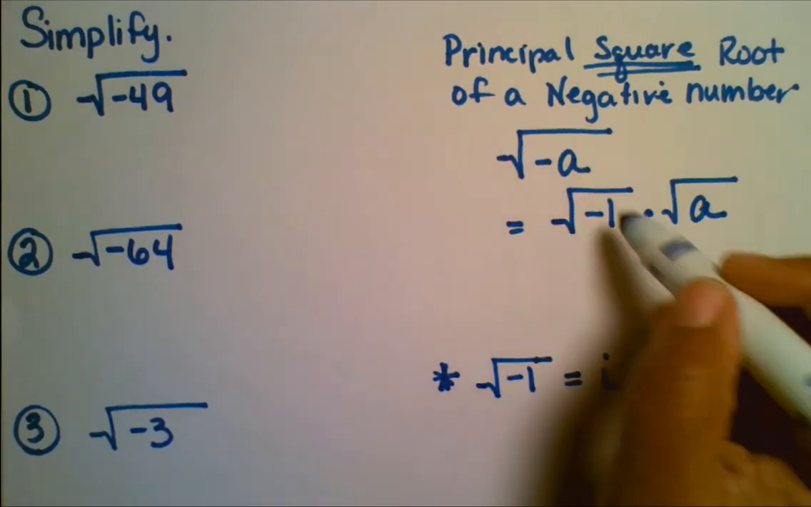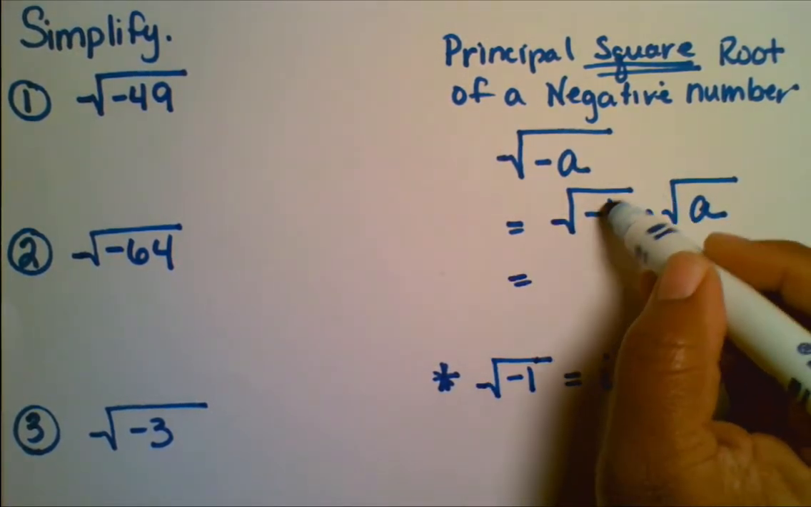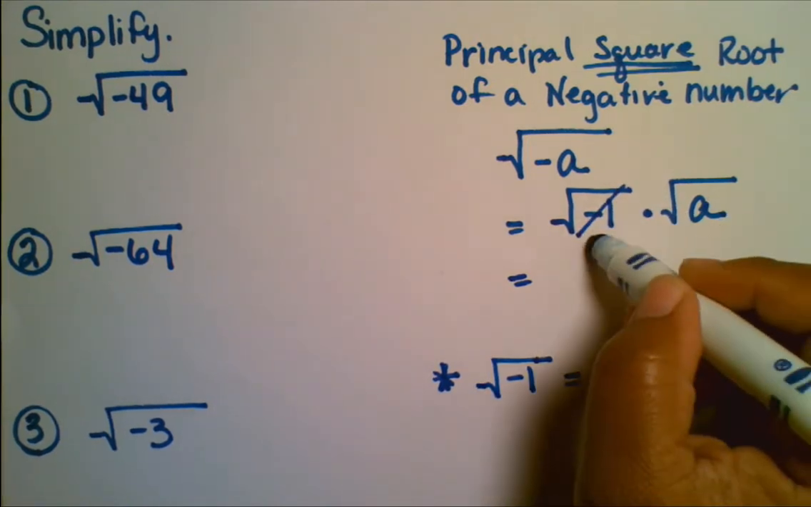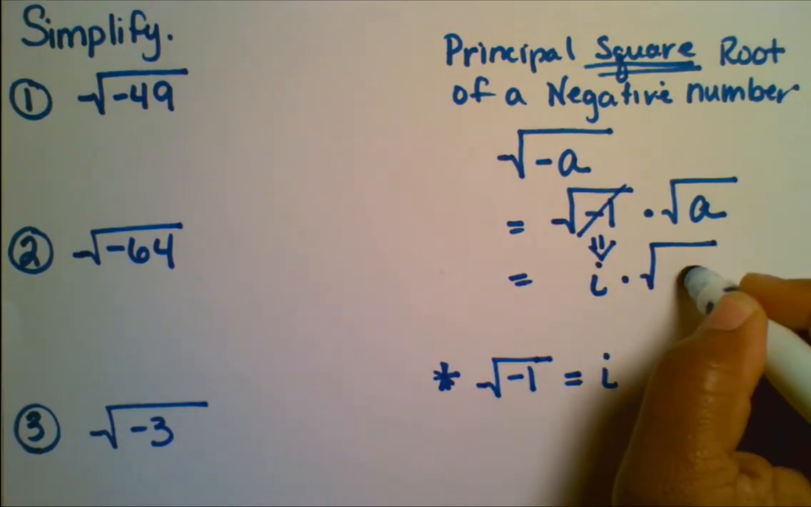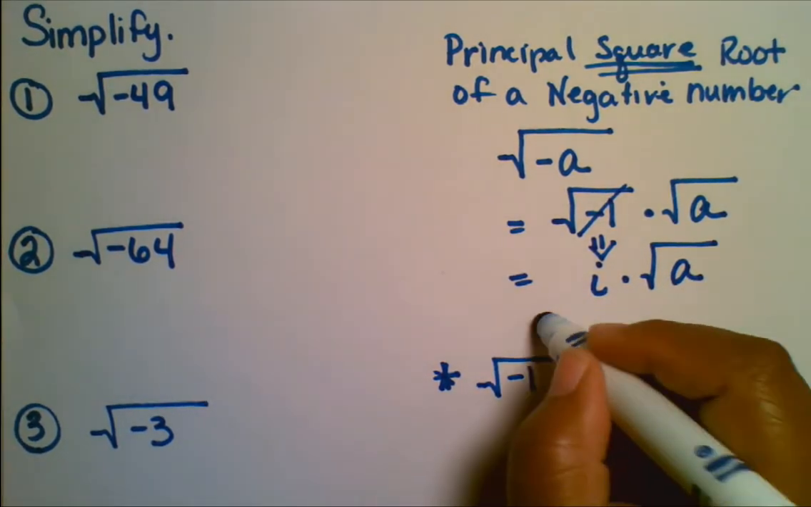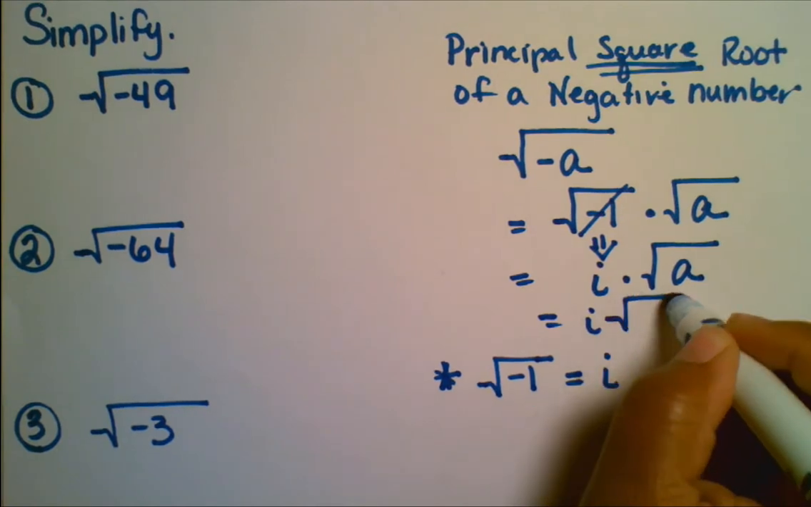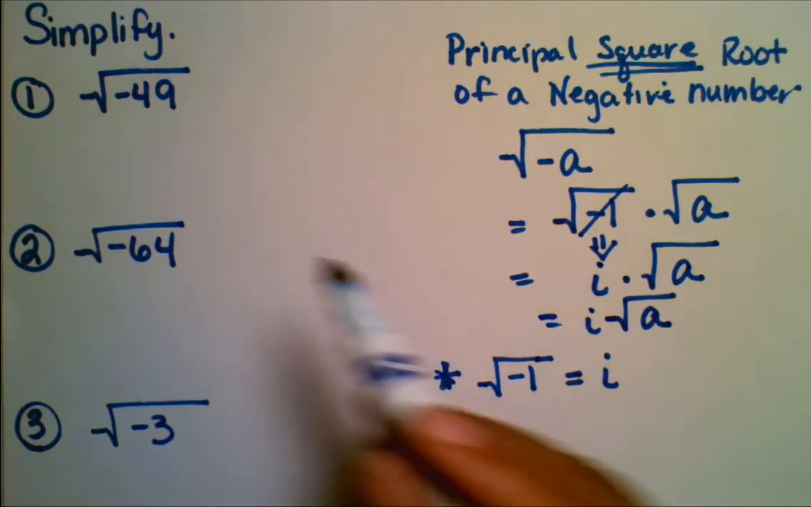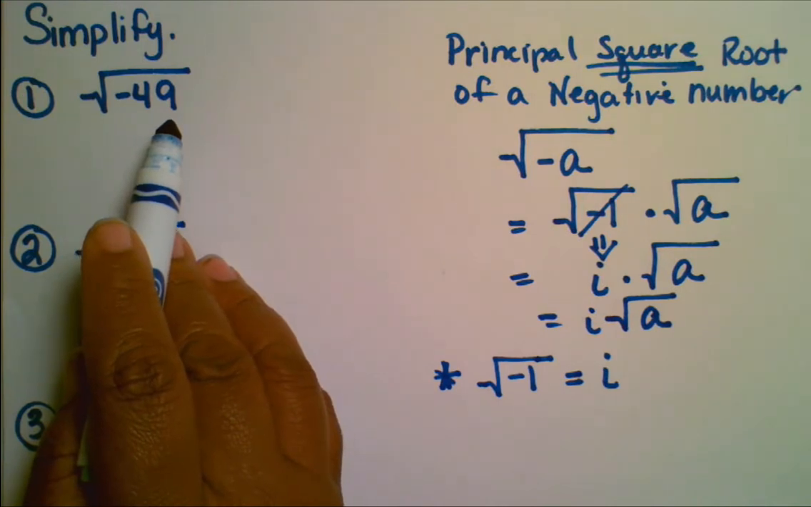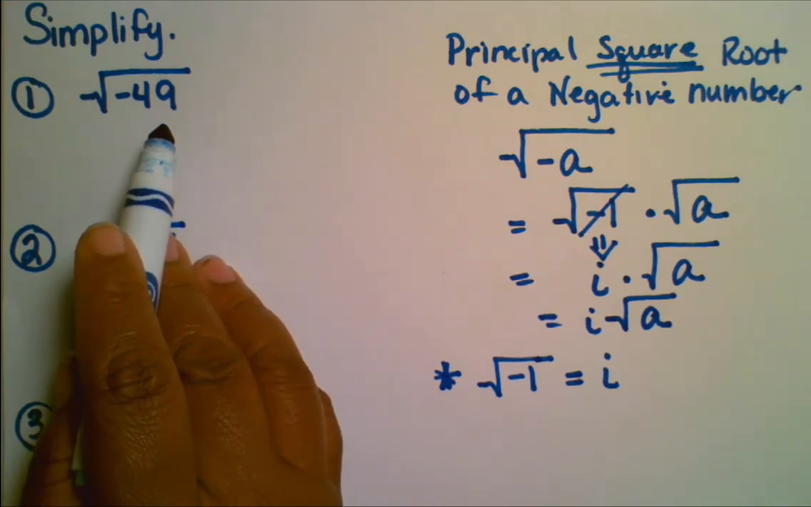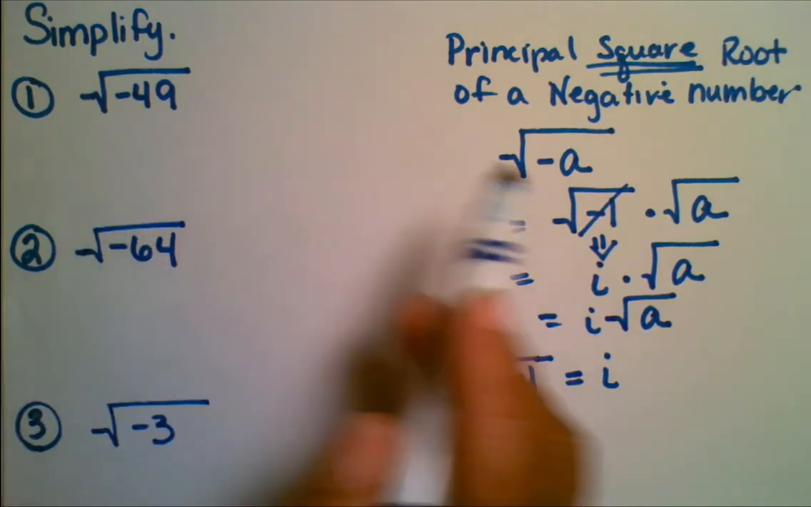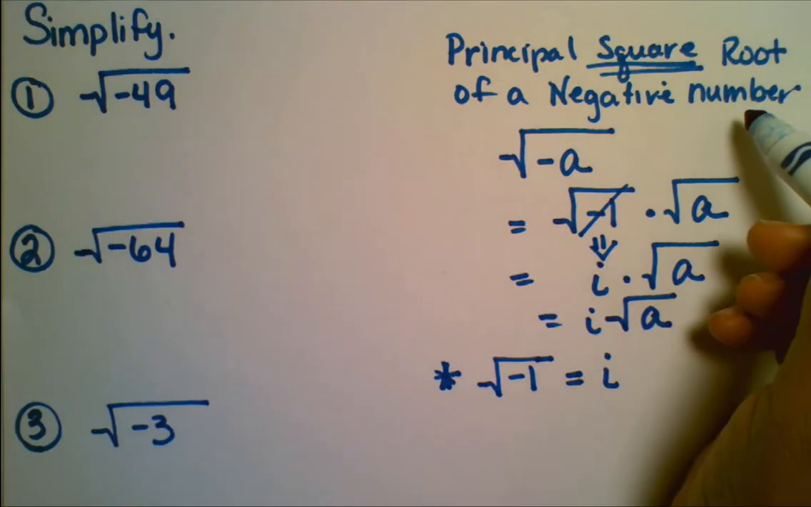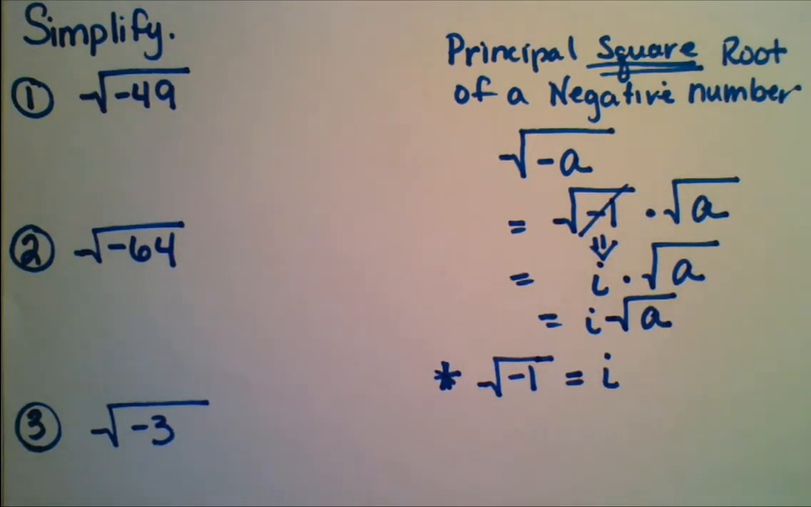So the principal square root says, yes, we're going to take out the negative 1 factor, take the square root of that, which is i, times our radical, and then our solution would be i square root of a. Whereas before, we could not find two identical radicals that would give us negative 49. So what we can do now is take out the negative 1 factor by using this principle. Let's look at the first example and complete that.